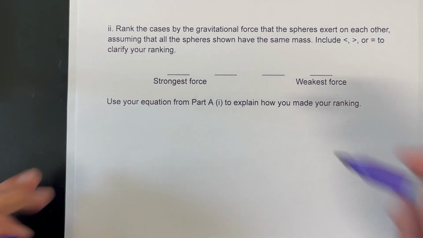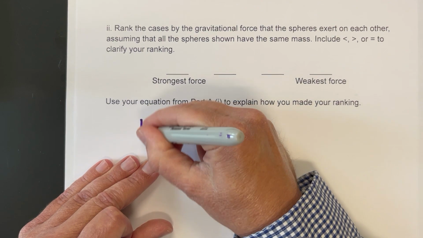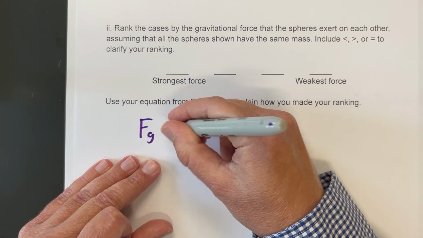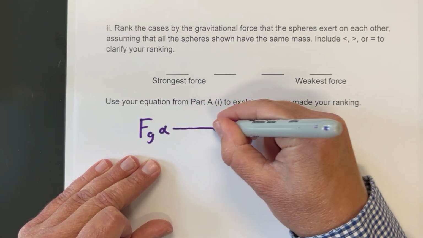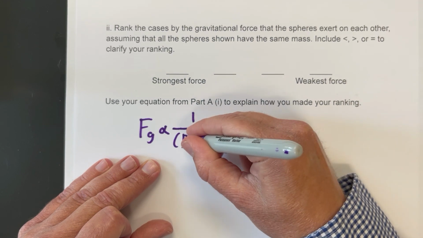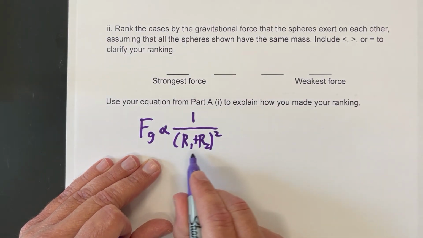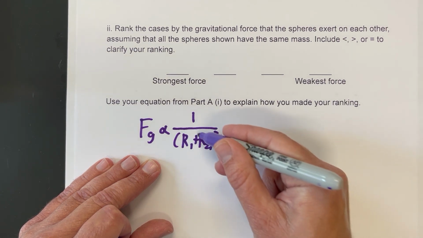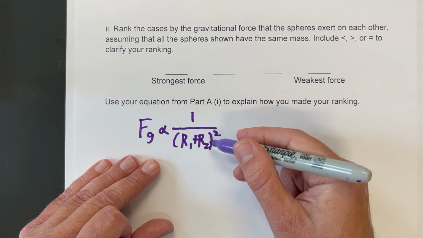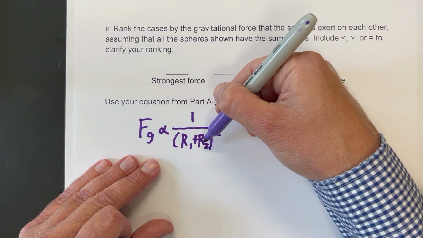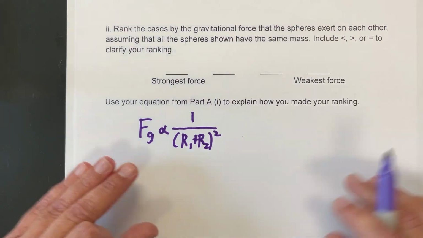So it says use your equation from part A to explain how you made it. Well, in that case, the only thing that matters, since the gravitational constant never changes and their masses are all the same, is that all we need to do is look at the distances, their radii added up. The bigger the distance added up of their radii, that's down in the denominator. So the bigger the distance, the less force.